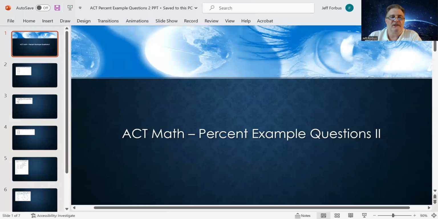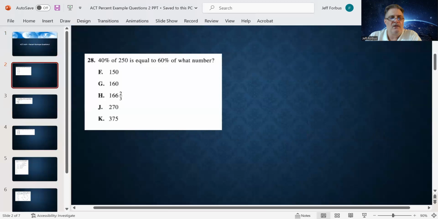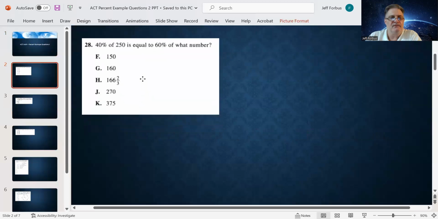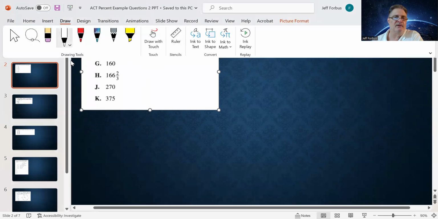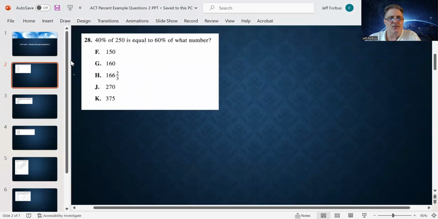Okay, question number one. Let me move this up a little, get out of the way. All right. So question number one, let me get my pen set up. Question number one says 40% of 250 is equal to 60% of what number? Yeah, some people always have a little challenge with percentage problems. One way you can do this is just rewrite it, like this.